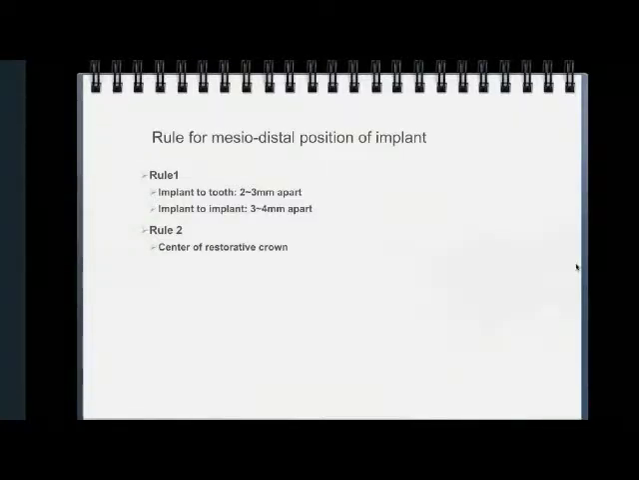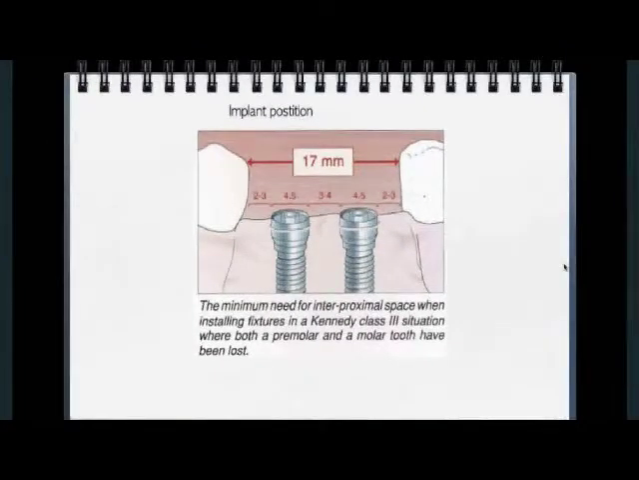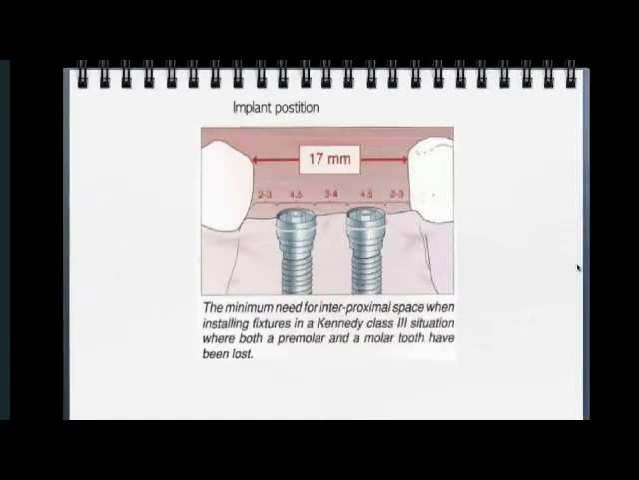And rule number two: the center of the restorative crown, again, like I said, it's prosthodontics, the center of the restorative crown should be the center of the implant. This is just a demonstration. This is just an idea. Again, 2 to 3 millimeters between the implant and tooth, and 3 to 4 between the implants. That will give us enough bone to maintain healthy implants, to maintain the healthy soft tissue.